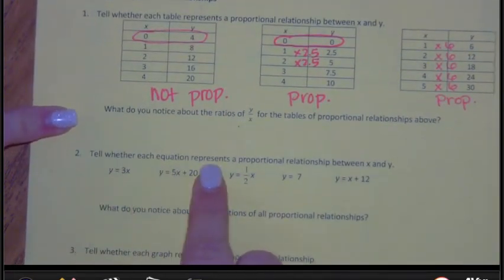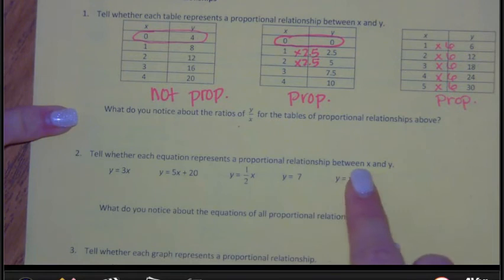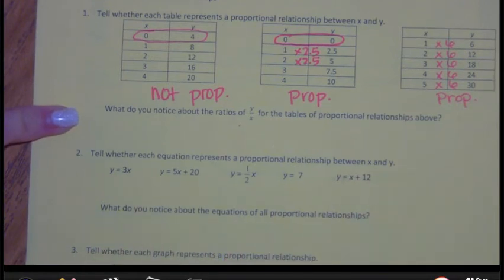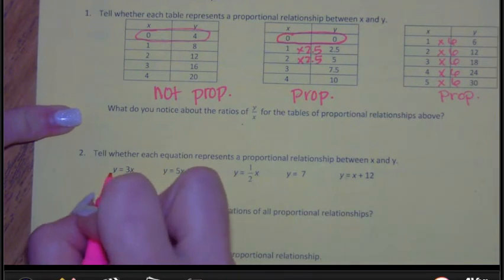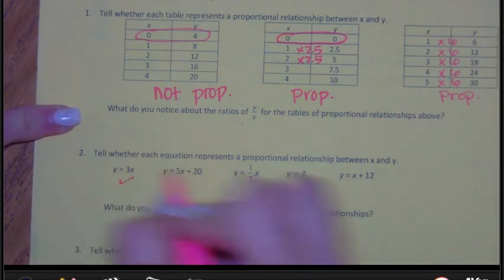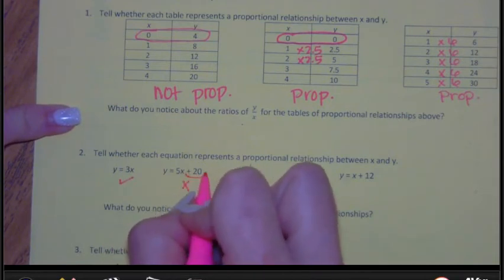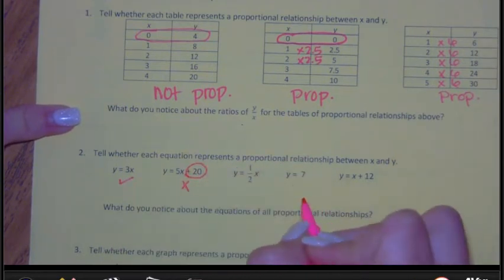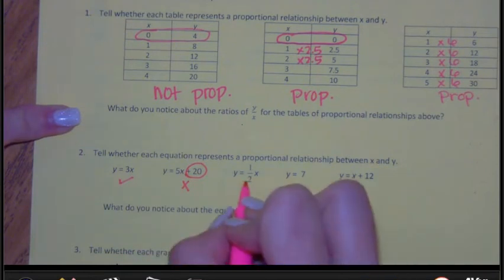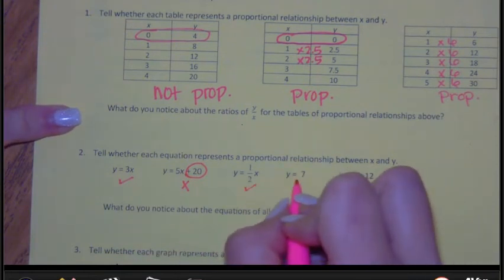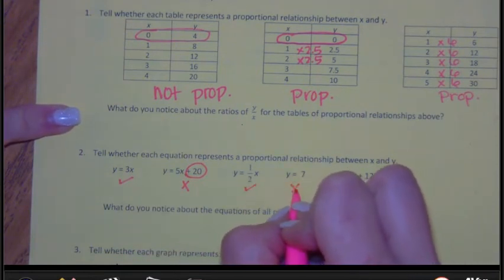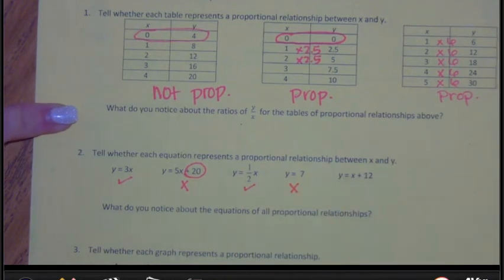Number 2, tell whether each equation represents a proportional relationship between x and y. And then what do we notice about the equations of all proportional relationships? So, is this going to be proportional? Yes. Will this be proportional? No, because look, I'm starting at 20. Okay, I do not start at the origin. Will this be proportional? Yes. Will this be proportional? Answer is no on that one.